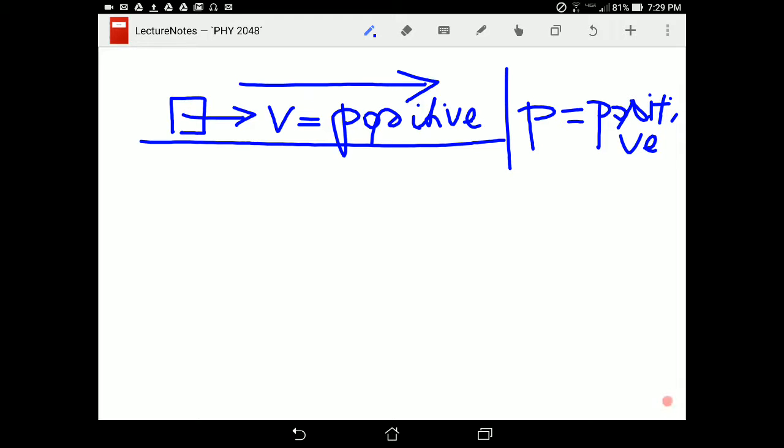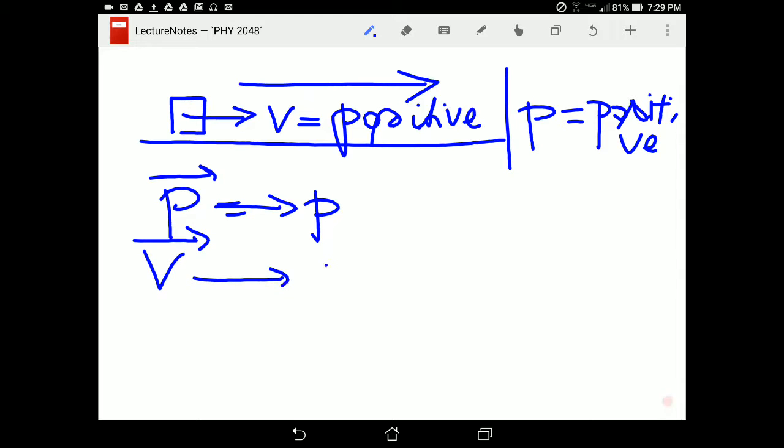So we'll get rid of the vector notation. As I said, we'll just use the p. Same thing for the velocities. We can drop the vector and then we'll use a v with a plus or minus. Okay, let's clean this up.